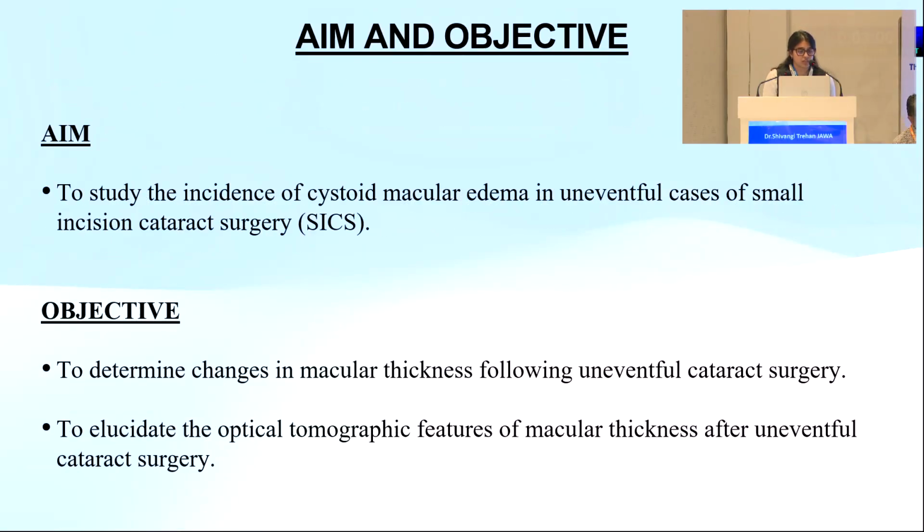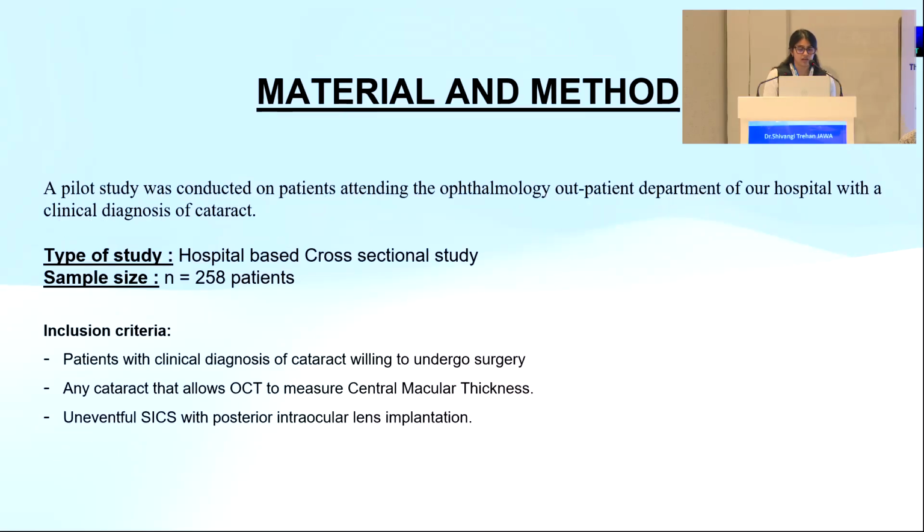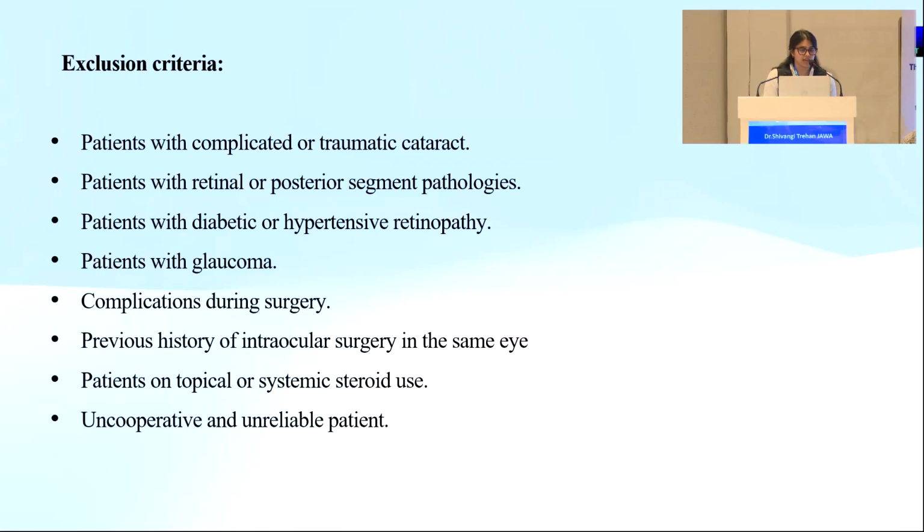The aim of our study is to study the incidence of CME in uneventful cases of SICS, and the objective is to determine changes in macular thickness following uneventful cataract surgery and to elucidate the optical tomographic features of macular thickness after uneventful cataract surgery. It's a hospital-based cross-sectional study with 258 patients. The inclusion criteria were clinical diagnosis of cataract, willingness to undergo surgery, any cataract that allows OCT, and uneventful SICS with posterior chamber IOL implantation. The exclusion criteria were patients with diabetes, hypertension, glaucoma, and complications during surgery.